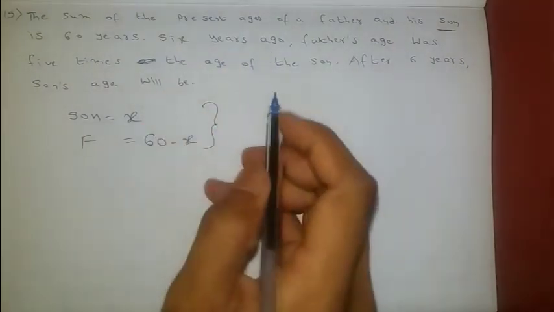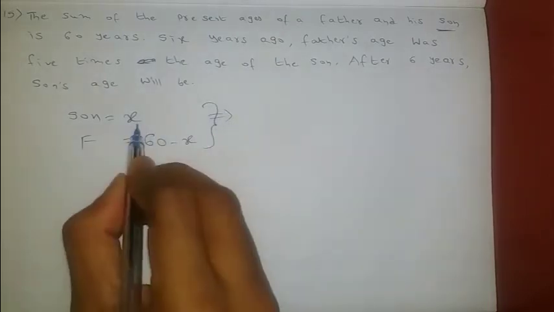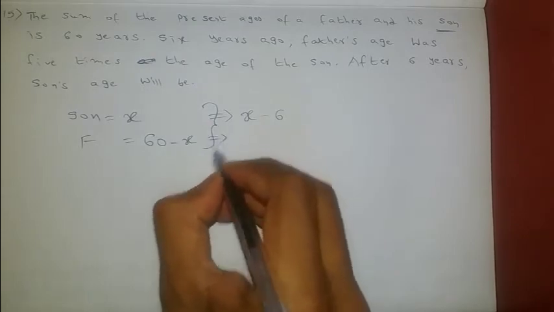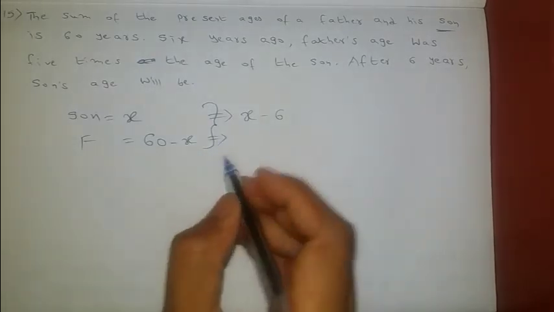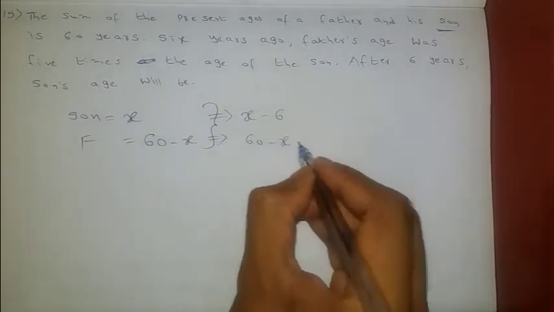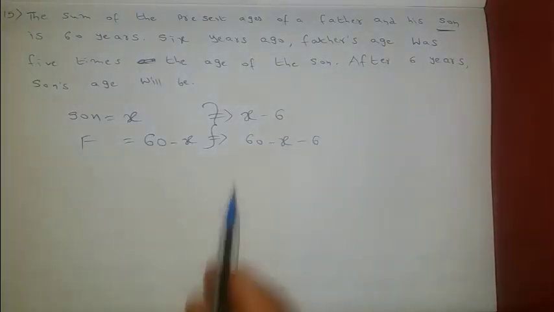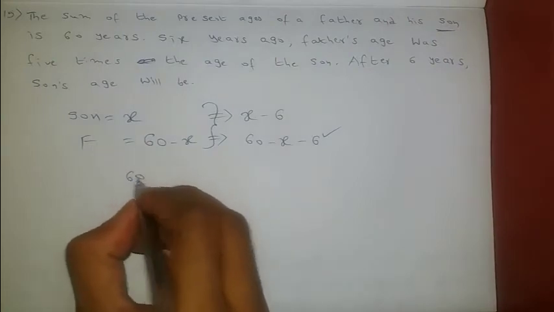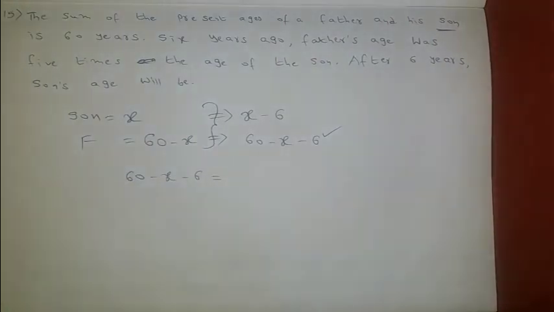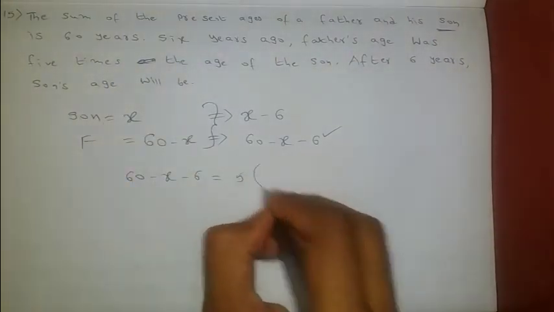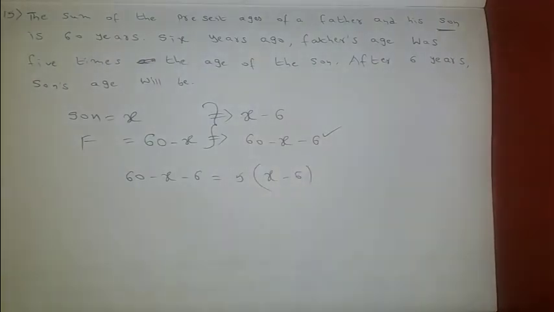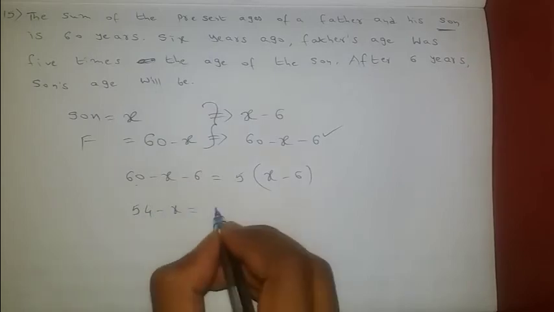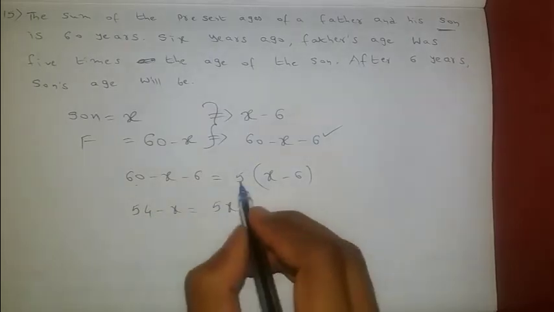Okay, next, what does he give? 6 years ago, the present age of the son is x, so 6 years ago it will be x minus 6. The father's age is 60 minus x, so 6 years ago it will be 60 minus x minus 6. 6 years ago the father's age, 60 minus x minus 6, was 5 times the age of his son. So 60 minus 6, 54 minus x, is equal to 5 into x, 5x minus 5 sixes are 30.